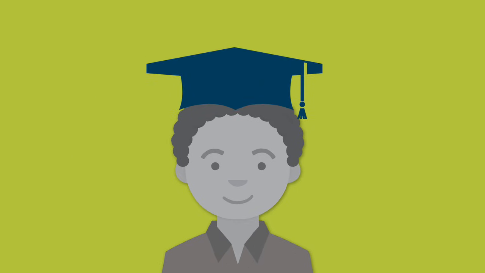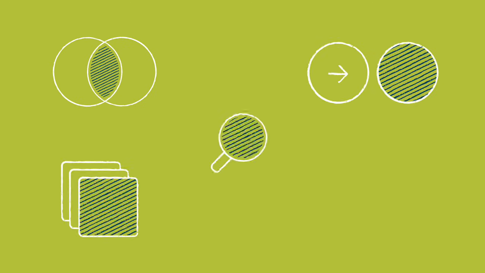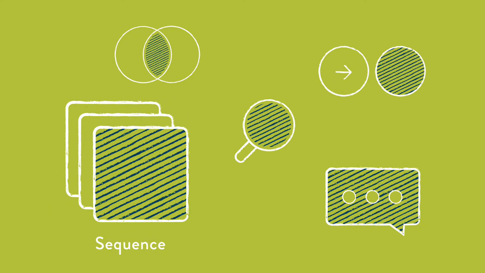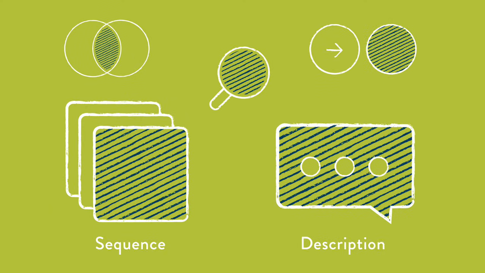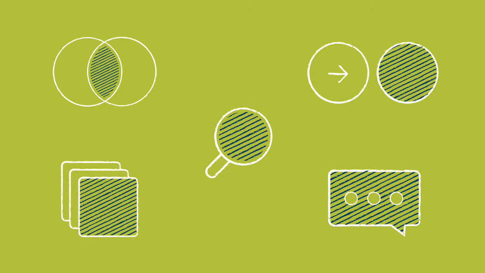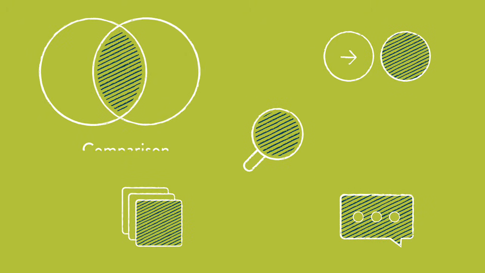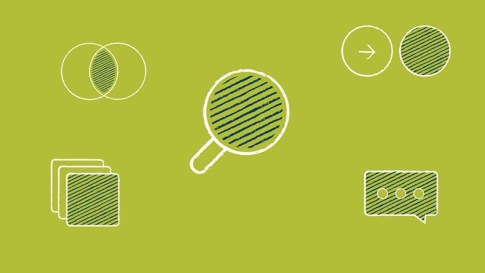So, do you want to become a master learner? There are 5 text structures that are useful in organizing almost all information you read. We just learned about sequence and description. Watch more text structure videos to learn about comparison, problem and solution, and cause and effect.